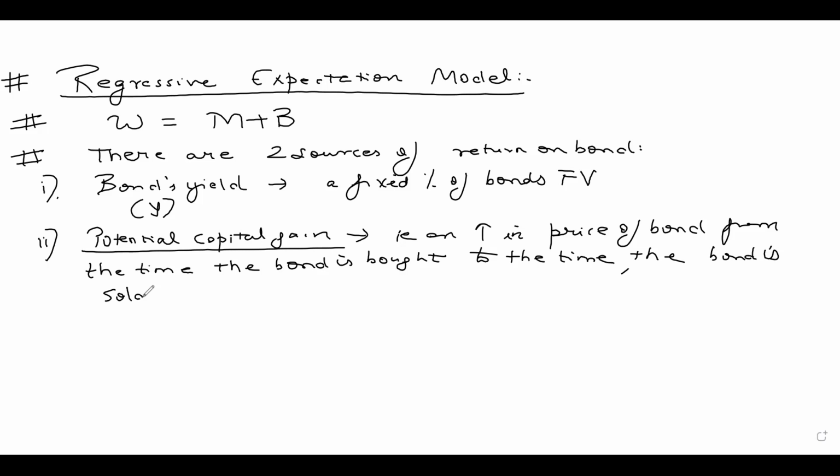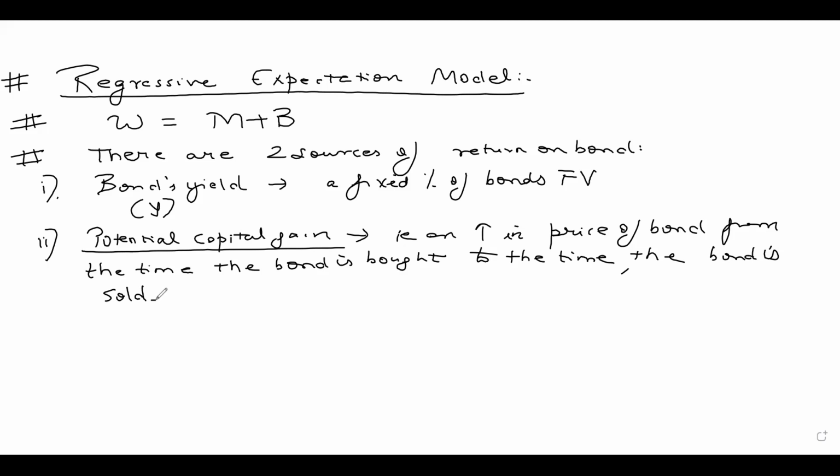So we had taken examples in the previous lecture. Suppose I buy a bond by paying a price of $100 today, and suppose when I sell the bond in the market, it is sold for $110. So I have made a clear capital gain of $10 on the bond. Basically, it's nothing but the difference between the price at which I sell the bond minus the price at which I bought the bond initially.